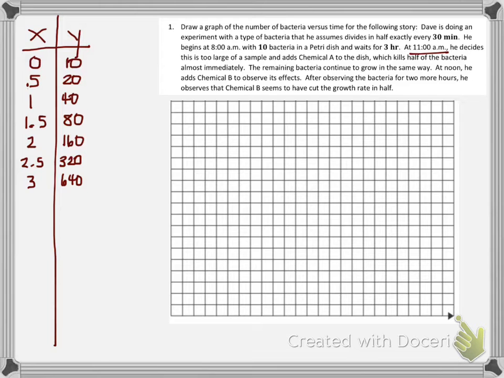Then at 11 a.m., which is 3 hours after 8, he decides this is too large of a sample, and he adds chemical A to the dish, which kills half of the bacteria almost immediately. So, also at 3 hours, we're going to have half of 640, which is 320. So, immediately we get down to 320.